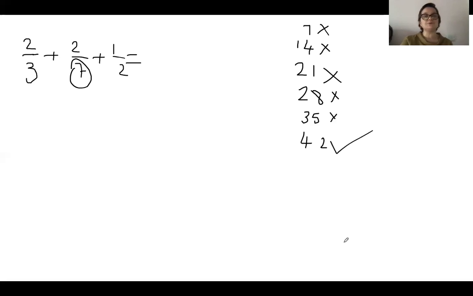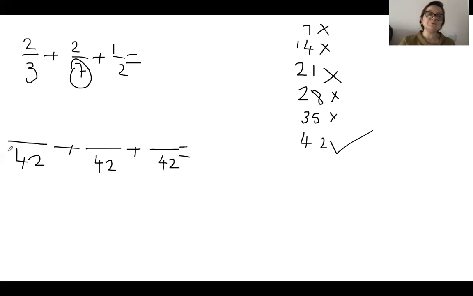So 42 is going to be a multiple of all three of them. So it's the lowest common multiple, or the lowest common denominator. So put the 42, just follow this order of working out. 42, 42, 42. And then for 3 to become 42, you multiply here by 14.